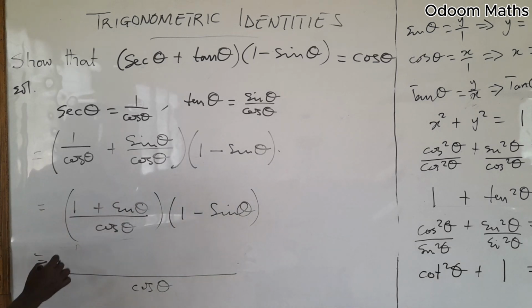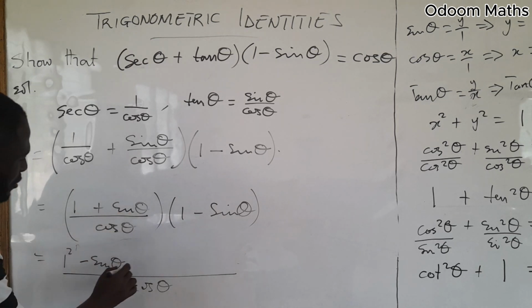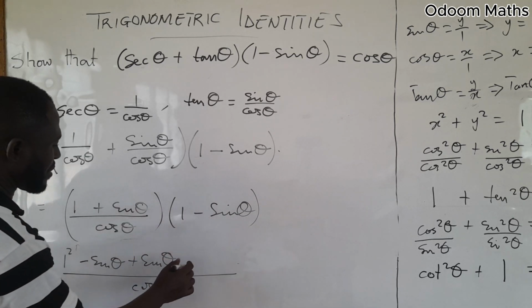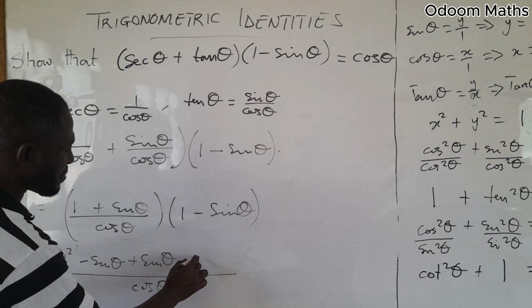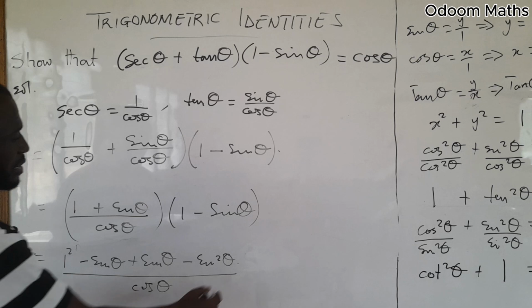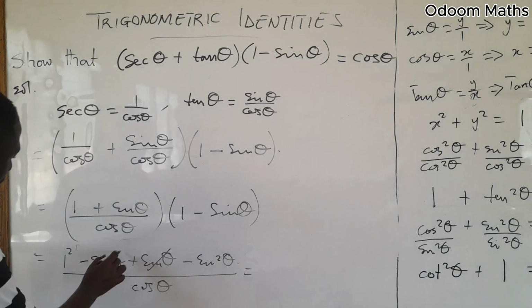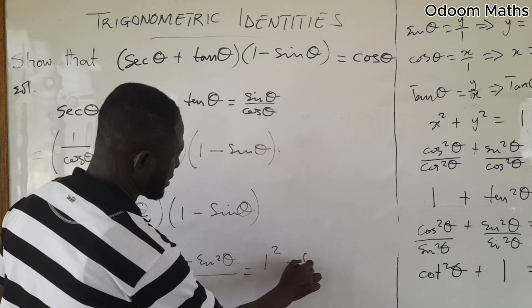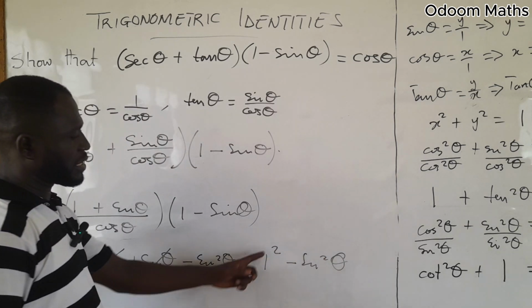So 1 times 1 is 1 squared. Then 1 times negative sine theta is minus sine theta. Then sine theta times 1 is also plus sine theta. Then sine theta times negative sine theta becomes minus sine square theta. Now from here, these two can cancel themselves, and then we have 1 squared minus sine square theta. So this is 1.